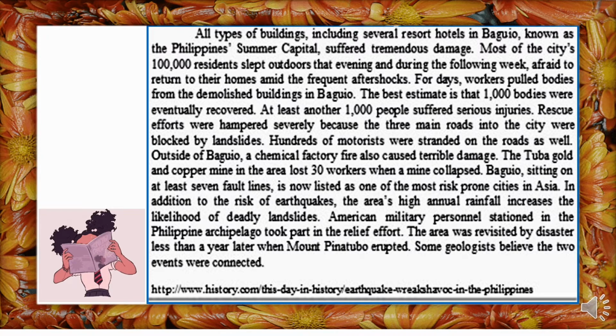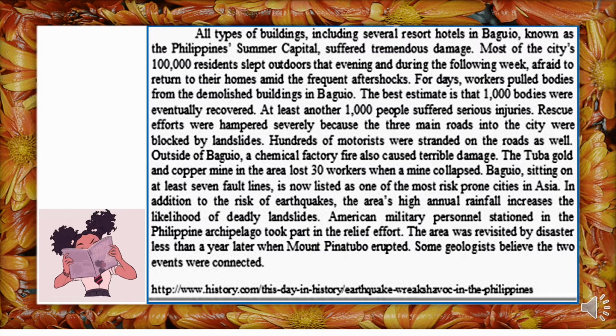For days, workers pulled bodies from the rubble. At least 1,000 people suffered serious injuries. Rescue efforts were hampered severely, because the 3 main roads into the city were blocked by landslides. Hundreds of motorists were stranded on the roads as well. Outside of Baguio, a chemical factory fire also caused terrible damage. The Tuba gold and copper mine in the area lost 30 workers when a mine collapsed.